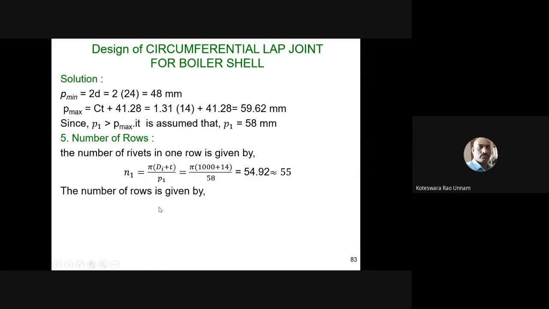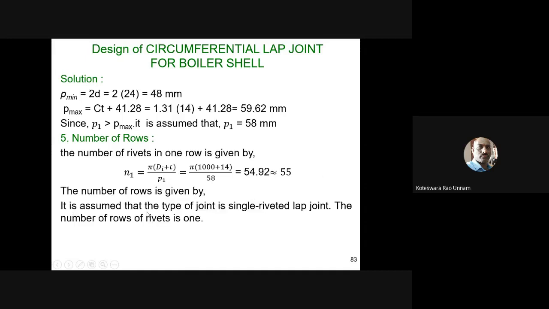So the number of rows are given. Suppose I take this as 55 itself, then it is assumed that there is only one row in the joint. So our joint type will be only a single riveted lap joint. Suppose this N1 is less than the N we calculated earlier, then you have more rows. But here N1 is more than N, so definitely you should have only one row in your joint.